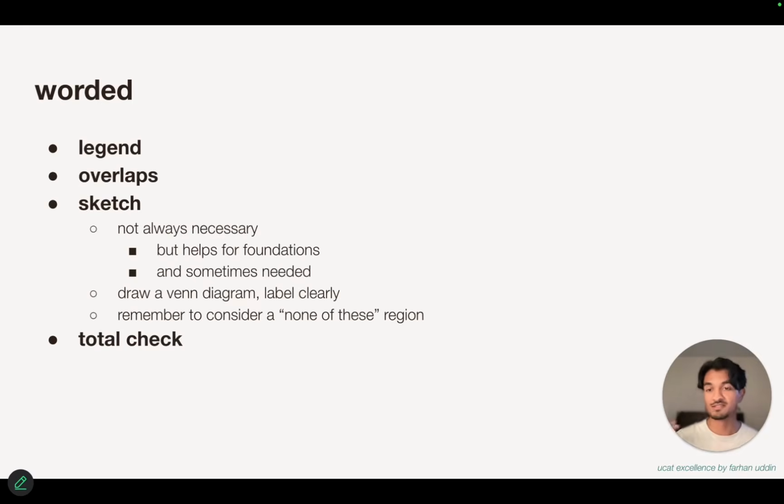Now, for the sketch side of things, it's actually not always necessary, but I do think it helps with the foundation. So if you're getting better, if you're learning Venn diagrams and you've got a bit of time before your exam, then do them because it helps you figure out what's going on from a visual lens. That's how you learn. They are sometimes needed, so you can't just not draw them. You do need them at times. But essentially what you do for sketch is you just draw it. You draw the Venn diagram and you label it clearly. Remember to consider a none of these regions as well.